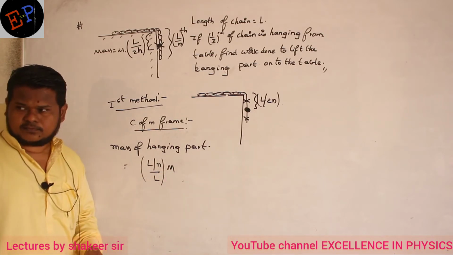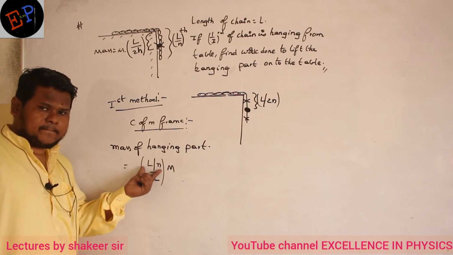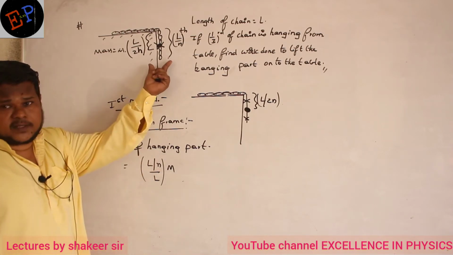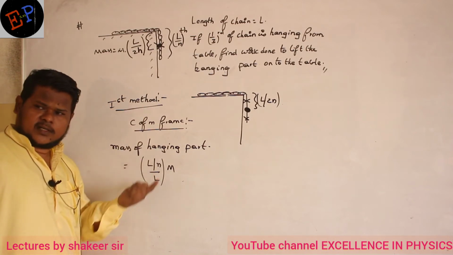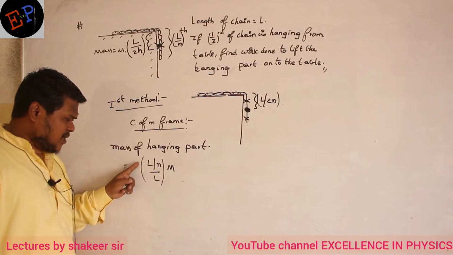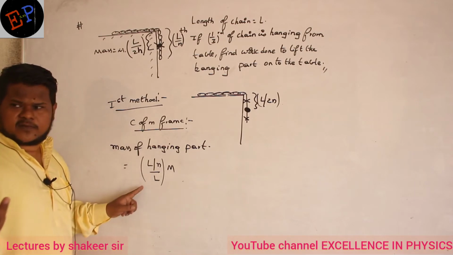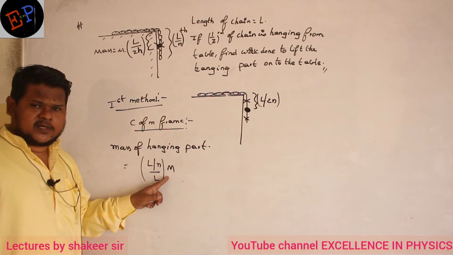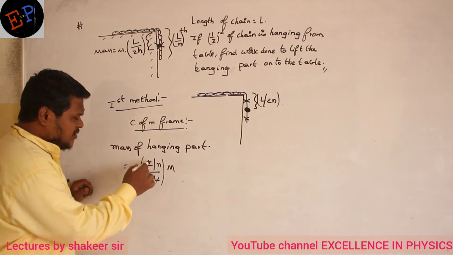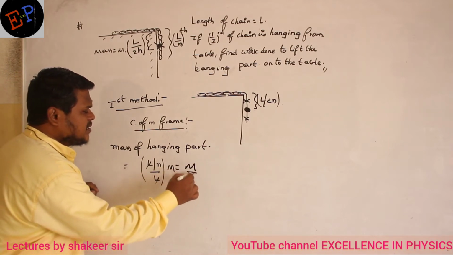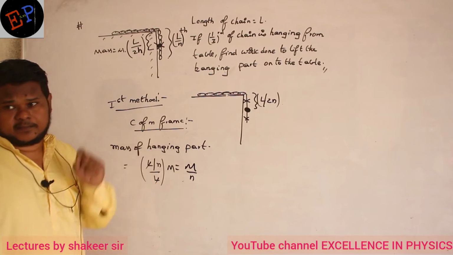No? Okay, ma? What is L by N? Length of the hanging part. What is L? Total length. So hanging part divided by total length, it will give the fraction of length, no? Fraction multiplied by total mass, fractional mass. Are you able to understand? So L and L, if they get cancelled, then M by N mass is hanging.